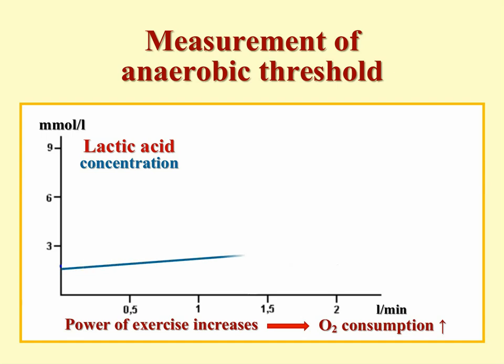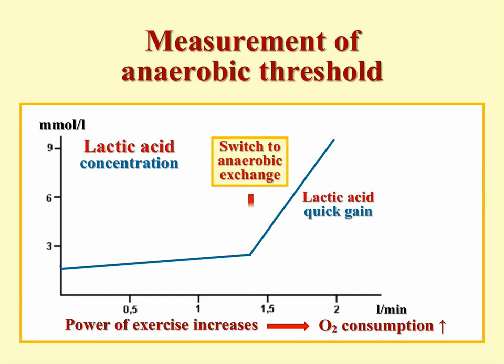So, for example, let's see. First it grows not very quickly, and from a certain moment it starts to grow very quickly. So this quick gain starts from this moment, the switch to anaerobic exchange. And you see, for exactly this figure, we can find that the anaerobic threshold is about 1.4 liters per minute. This is the level of oxygen consumption at which the anaerobic exchange becomes switched on.